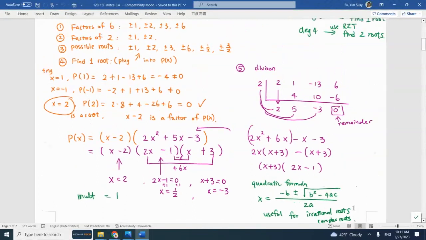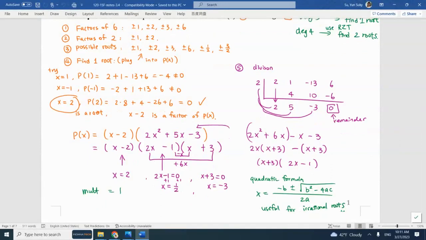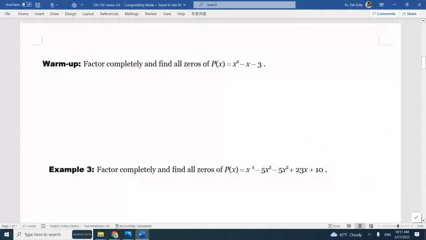Okay, and this is when we have a degree 3 polynomial. We use the rational zero theorem to find 1 root, then we can do the division. If you have a degree 4 polynomial, you use the rational zero theorem to find 2 roots, and then you use long division to find the remaining quadratic factor. Okay, everybody? Last time we did a polynomial of degree 3. Today, let's do a polynomial of degree 4.